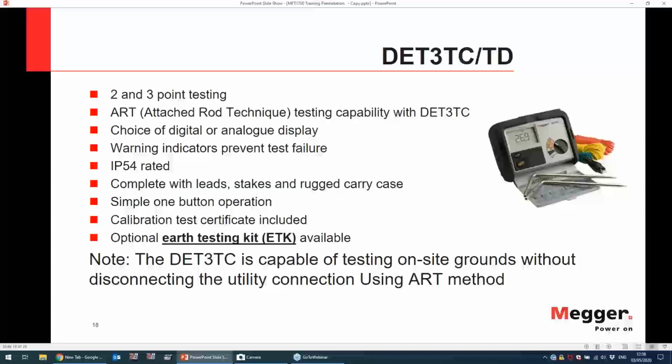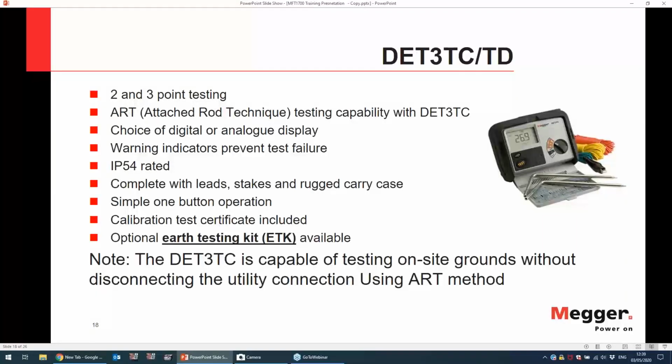Then we have the three-point or two-point testers called DET3. It has two versions, one called TC and one called TD. These two earth testers do a similar job to what I just showed you here.